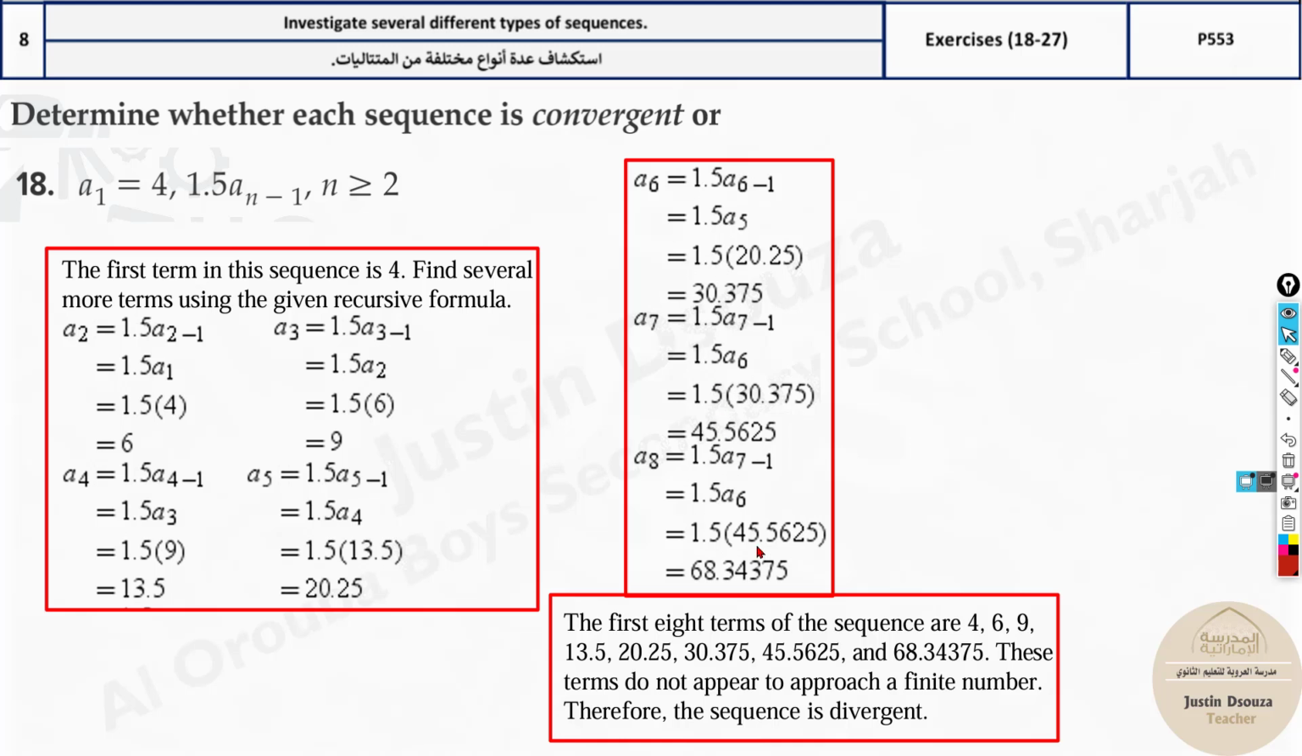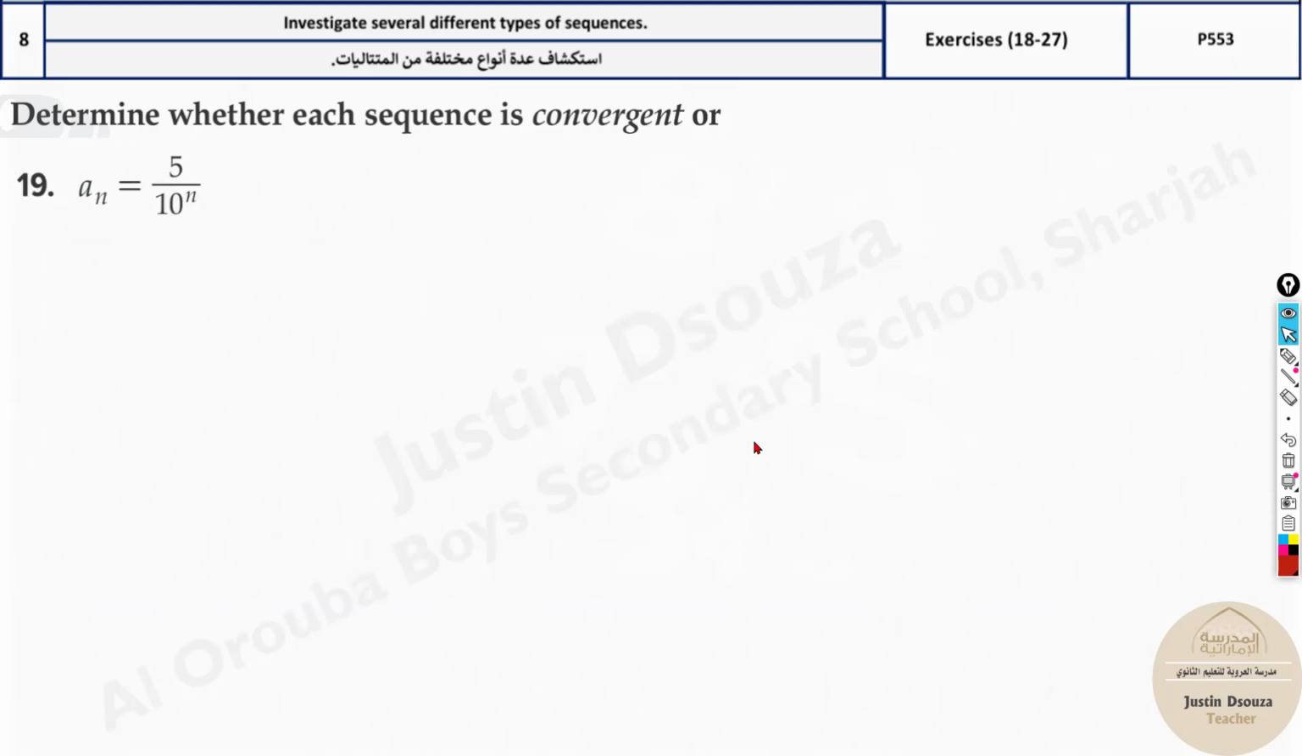All you need to do is find a few values and see what the trend of the values is. Now this is the answer, divergent. Let's look into another problem. Generally this one will be convergent. Why? Because it's divided by a bigger and bigger number, so what happens? It comes closer to a small number, that is 0 point something.